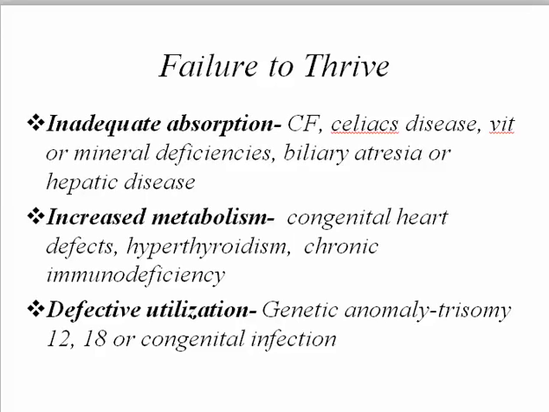There's conditions where there's increased metabolism. So congenital heart disease, they can have failure to thrive. Hyperthyroidism, the child can have failure to thrive, or chronic immunodeficiency. And then there's other defects where there's defective utilization. So there's genetic anomalies like trisomy 13 and 18, or congenital infections, where the child may fail to thrive. So other conditions need to be ruled out when a child comes in for failure to thrive. Okay?